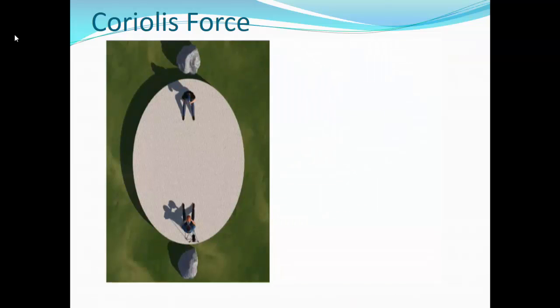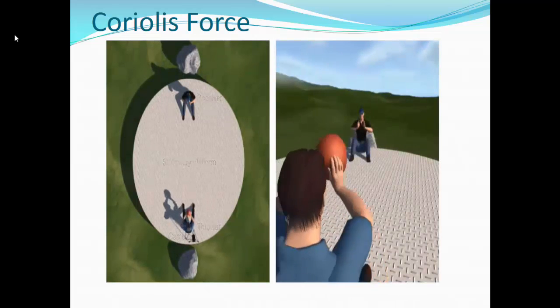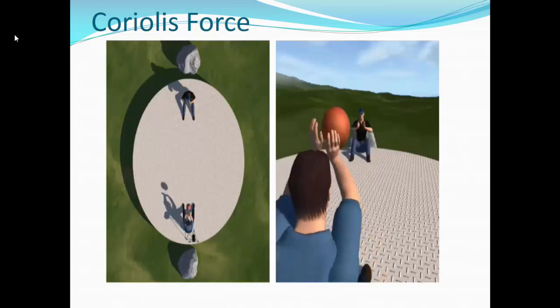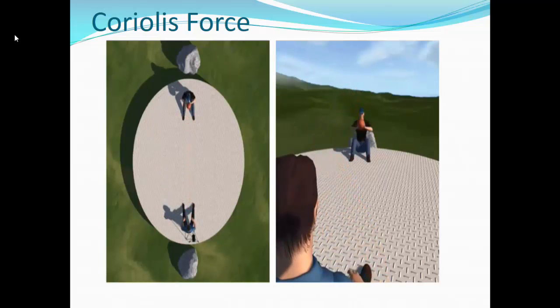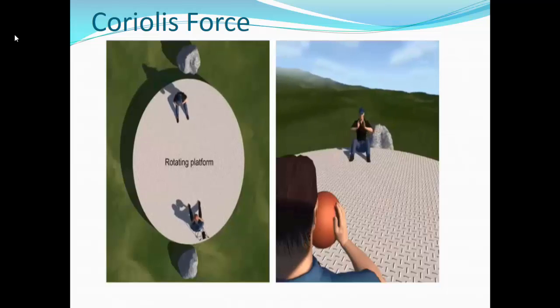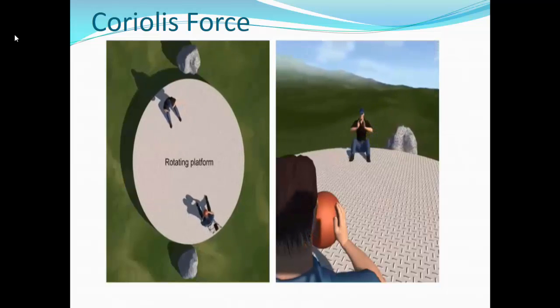The Coriolis force is an apparent force that causes moving objects to appear to bend away from their intended paths. This force can be due to a rotating Earth, or in this example, a rotating platform. On a non-rotating platform, we can see that a thrown ball moves in a straight path to the receiver. Suppose the platform begins to rotate counterclockwise, just as the Earth rotates counterclockwise when viewed from above the North Pole.